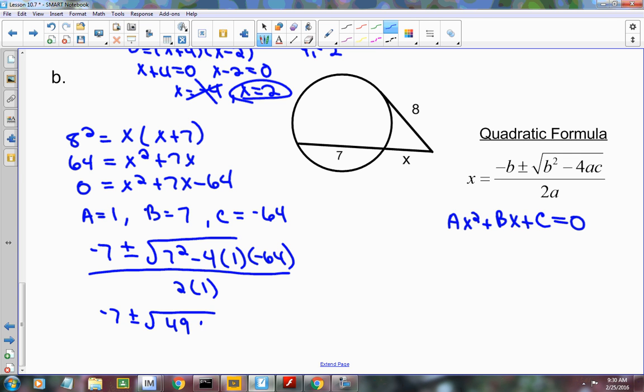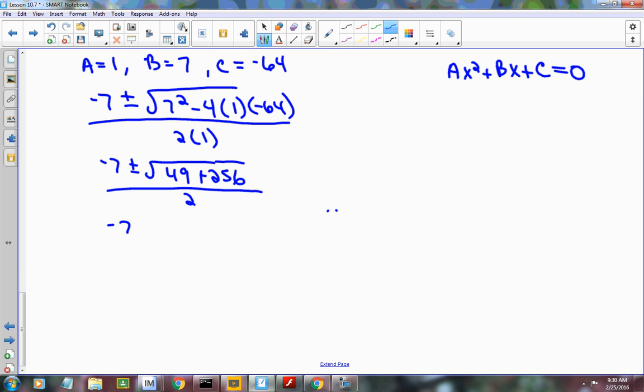256. So that's going to end up being plus 256. And then it's over 2. So I'm going to simplify it one more time. And it ends up being negative 7 plus or minus, is it 305? Square root of 305 over 2.